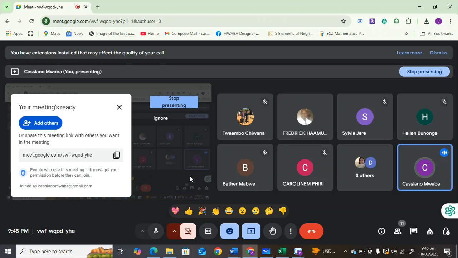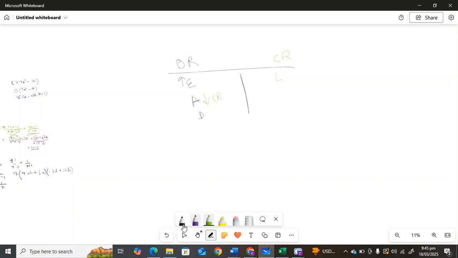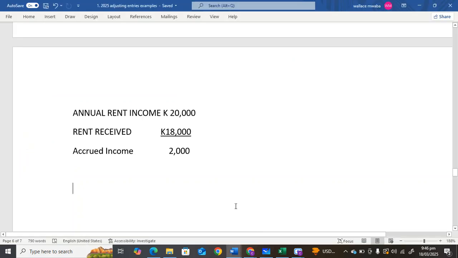You debit the cash account. Why? Because money is coming into your pockets. Money is an asset. Increase in an asset, you debit. That money is your income. And remember, we have income or revenue on the credit side. So income revenue increases with a credit. So you debit cash and you credit rent received. Is that a question?